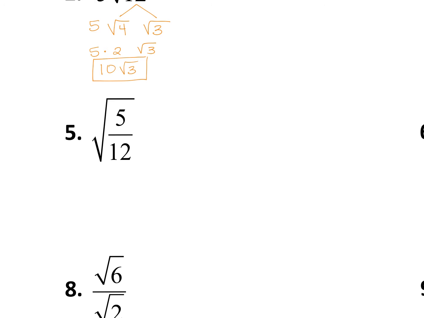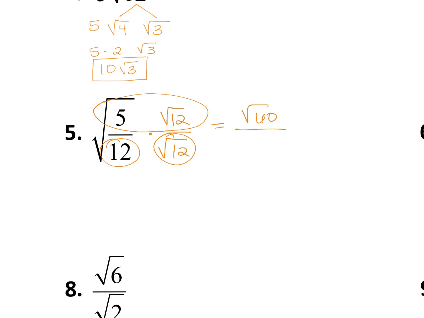So here we go. If you multiply by the square root of 12 over the square root of 12, on top, we have the square root of 60. On bottom, the square root of 12 times the square root of 12 is 12, okay? When you multiply a square root by itself, it's the number underneath. It's your radicand. So the square root of 12 times the square root of 12 is the square root of 144.